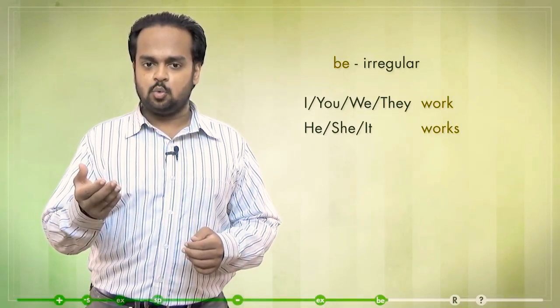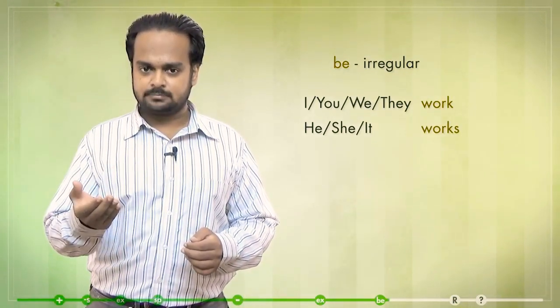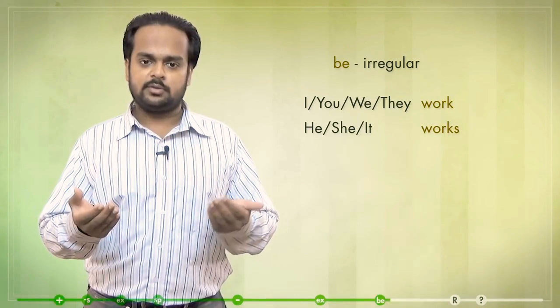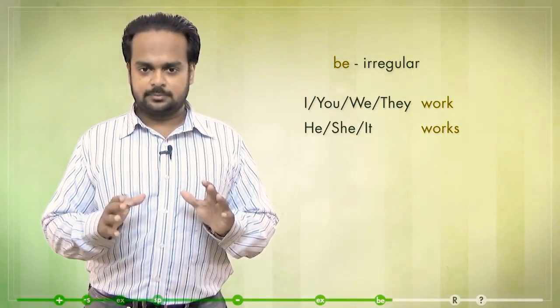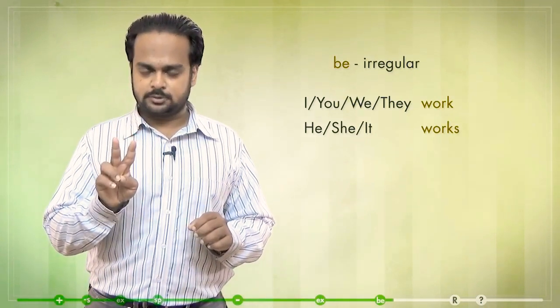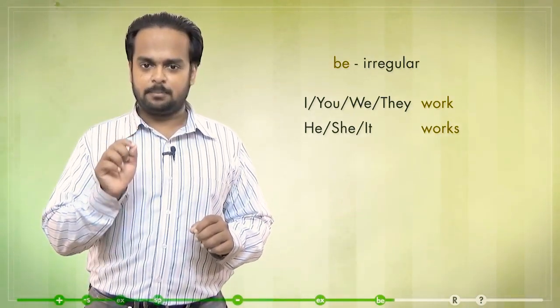Why is the verb be a special case? Well, it's different from other verbs in 2 ways. First, it's irregular. What does that mean? Well, if you remember, we learned that the verb work has 2 present simple tense forms. You use work with I, you, we, they, and plural subjects, and you use works with he, she, it, and singular subjects. All verbs are like this. They have 2 present simple forms, except for the verb be.